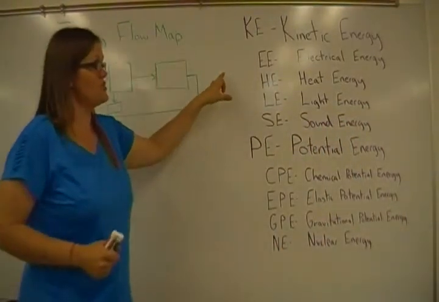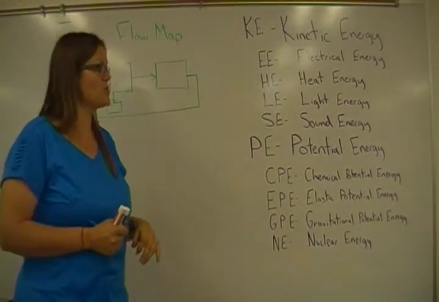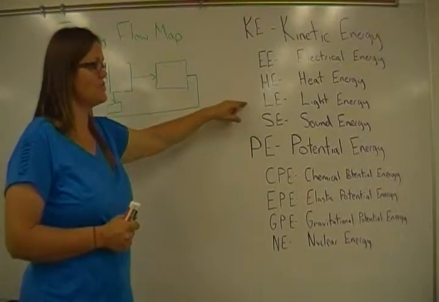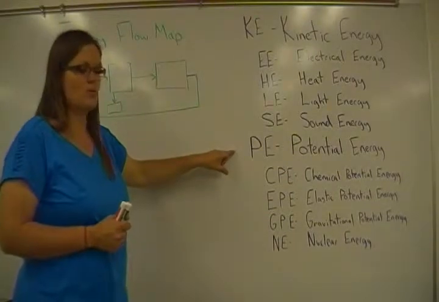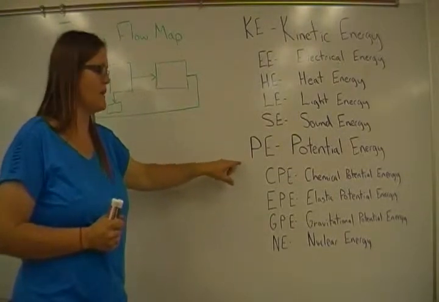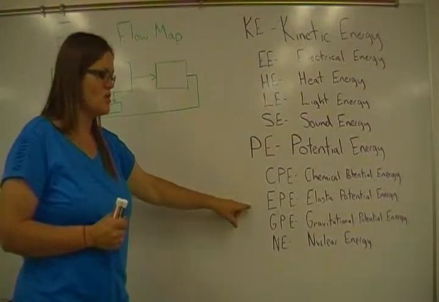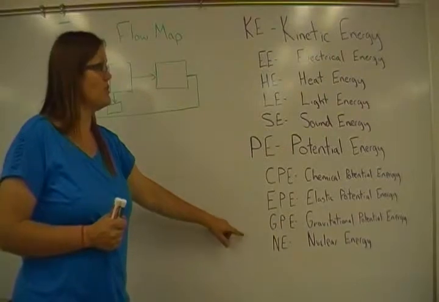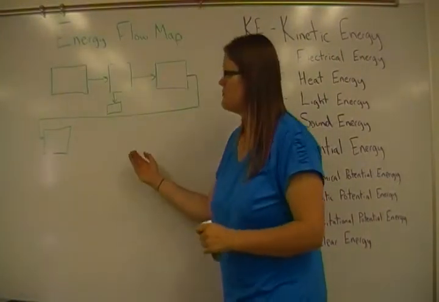This is the list of energy forms that we have been using. Kinetic energy is the energy of motion, and it includes electrical energy, heat energy, light energy, and sound energy. Potential energy is stored energy, or the energy of position, and that includes chemical potential energy, elastic potential energy, gravitational potential energy, and nuclear energy. You can use these abbreviations as you're drawing your energy flow map.